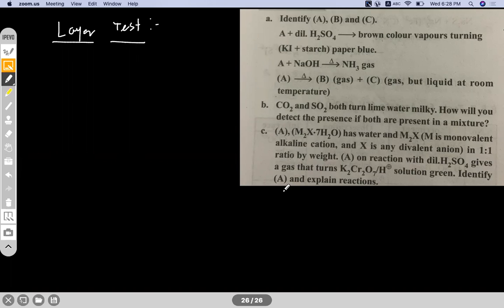So gas C is what? C is a liquid at room temperature. You see all these questions, the first question you have, if you do not know the property, then you cannot do it. Tell me, which one is A, B, and C? You need to identify A, B, and C.